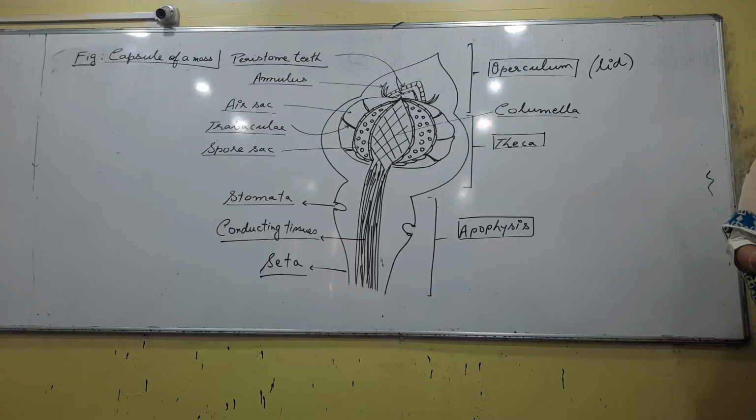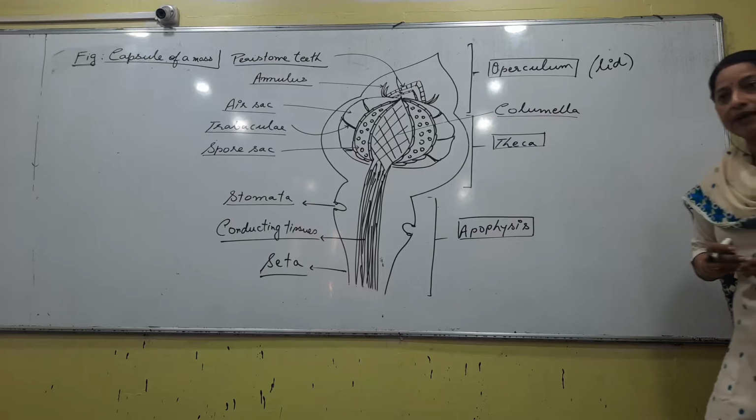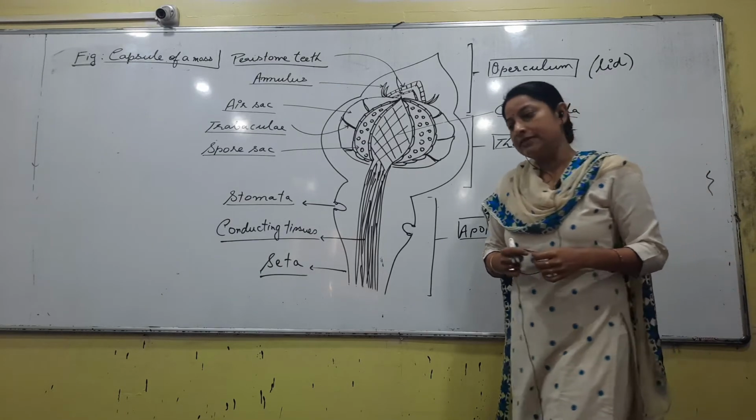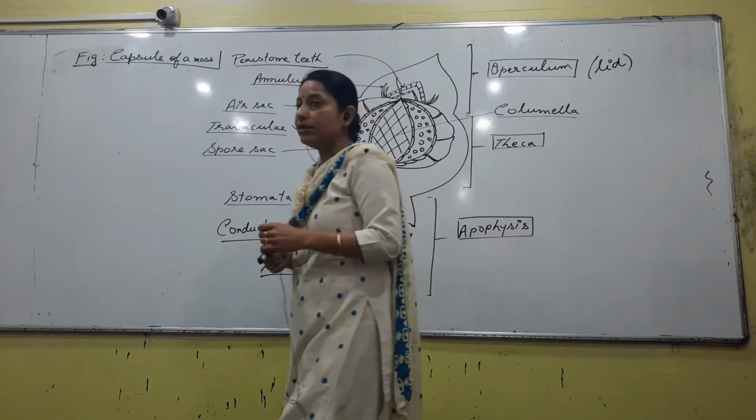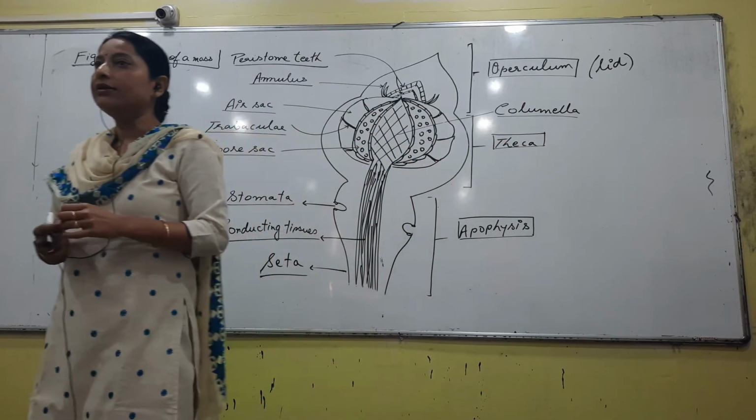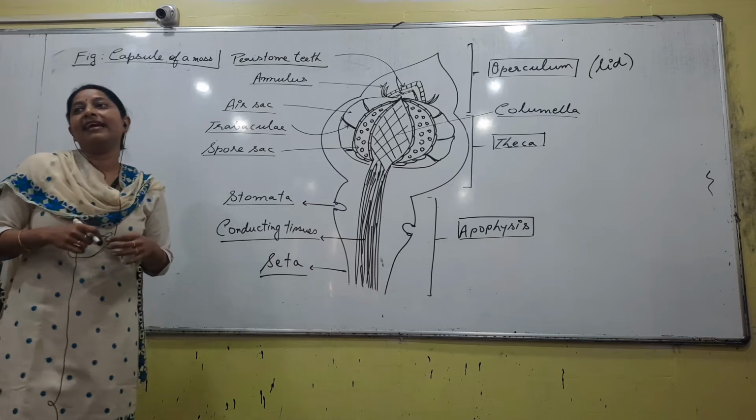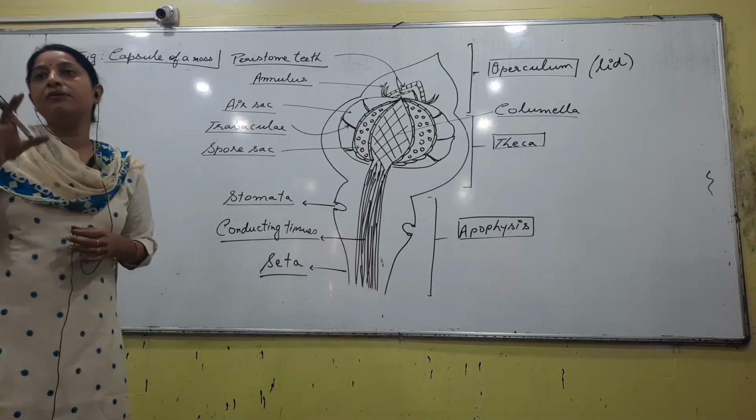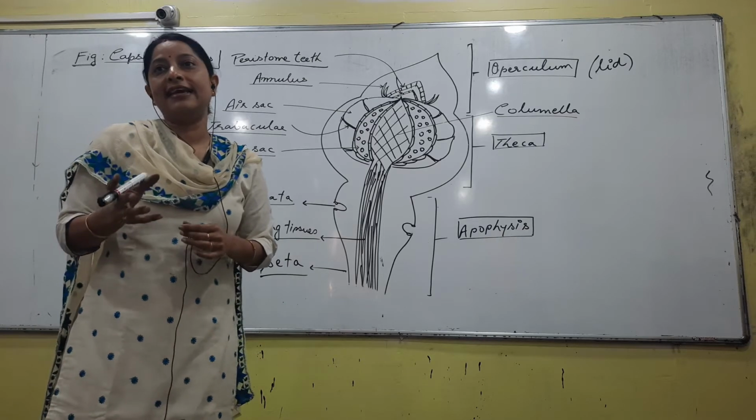Next we have a word called annulus, right? Annulus is that area where the moss capsule will dehisce. Whenever we talk about pollen grains, they are inside the anther. If you talk about that anther, the anther needs to dehisce and only then the pollen grains will come out. So we have a particular area where the anther will dehisce, right?